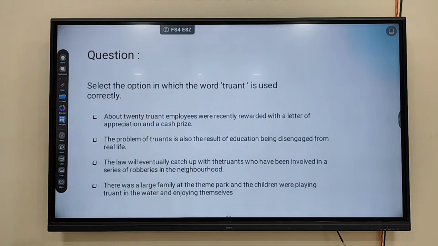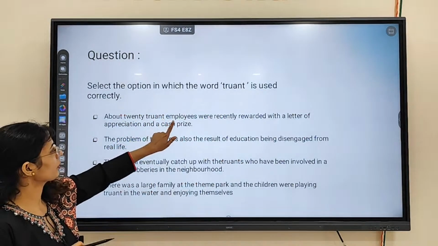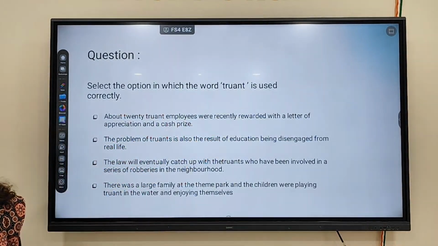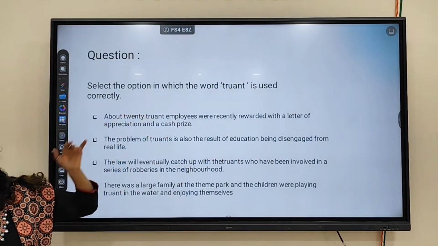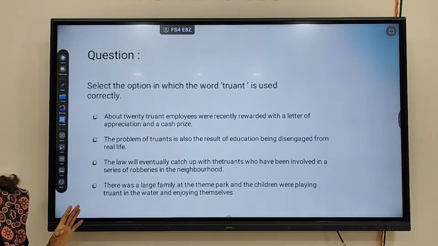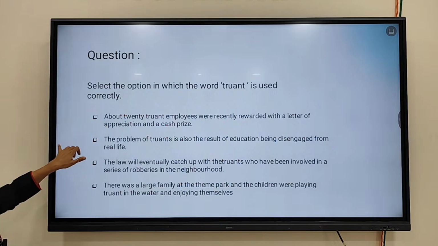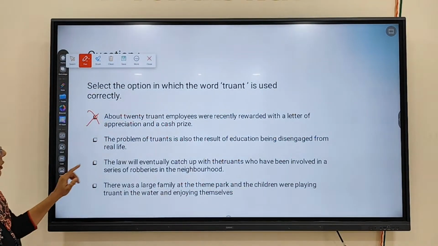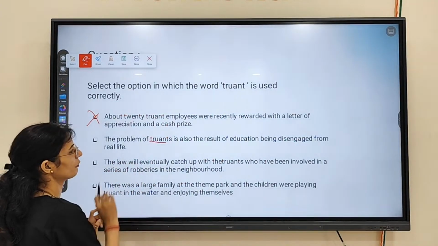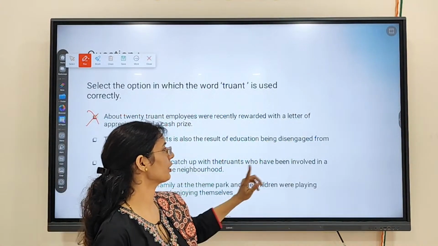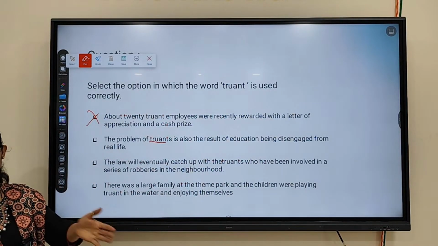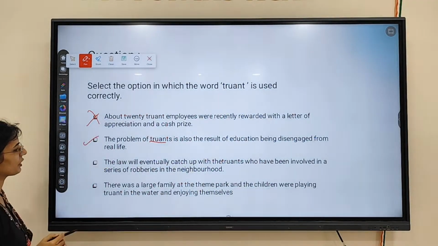So somebody staying away from the school. About 20 truant employees were recently awarded with a letter of appreciation, and somebody staying away from school and work, how they'll get the award. Correct? So we'll say this first one is not correct. Option B. The problem of truant, someone who stays away from the school, is also the result of education being disengaged from the real life. Okay, because they are not going to school, they are not engaged with the education. Okay, we think this is correct.